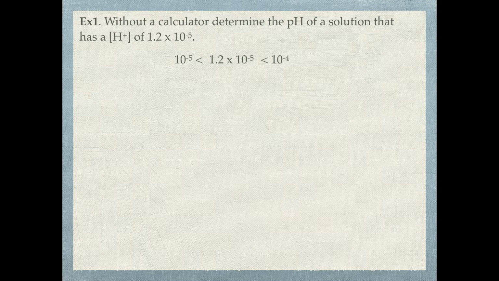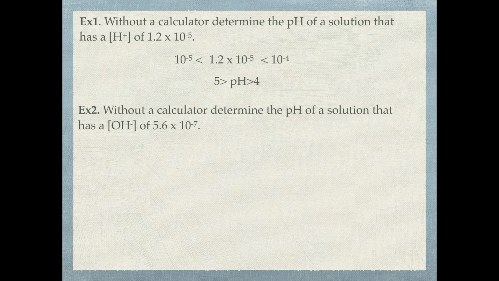Now, how do I convert that into pH? Remember, to find the pH, I need to take the negative log of the concentration. So the negative log of 10 to the negative fifth is simply 5. And the negative log of 10 to the negative fourth is simply 4. So what that tells me is that my pH is going to be between 4 and 5. So my pH is greater than 4, but it's going to be less than 5. And that's all there is to it.